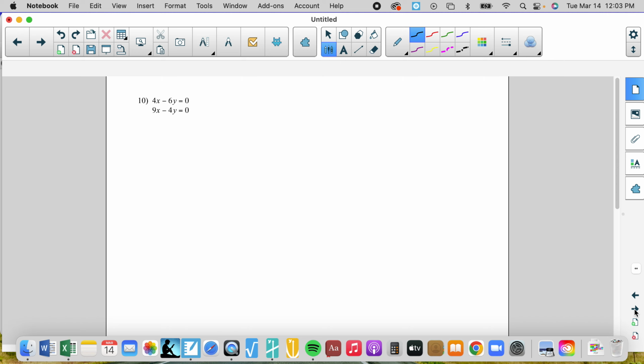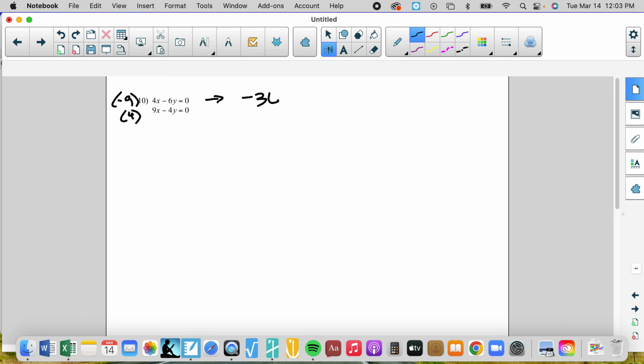Last problem. I'm going to choose, ooh, so neither are conducive. Positive, positive, negative, negative. So I'm going to have to be careful. I'm going to choose to get rid of the x's. The multiple of 4 and 9 is going to be 36. But I have to be careful because they're the same sign right at the moment, so one has to be negative. So I'm going to multiply the top by negative 9 and the bottom by positive 4.